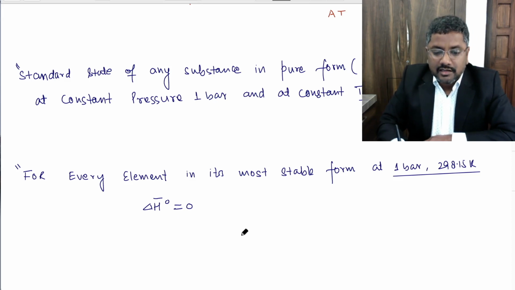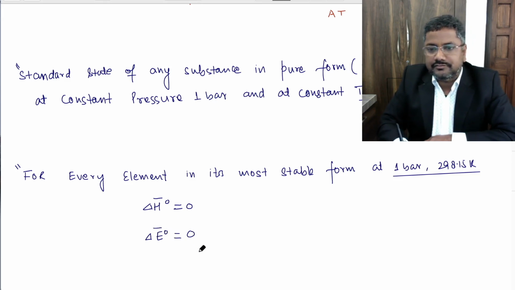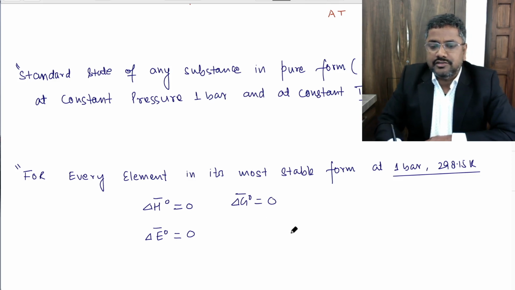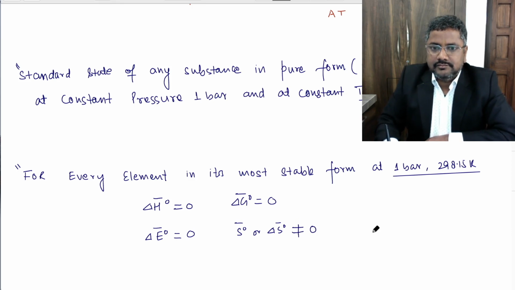This is the reference scale. Similarly, delta E naught per mole is also equal to 0. Delta G naught is also equal to 0. But S naught or delta S naught per mole, this is not equal to 0. Right?